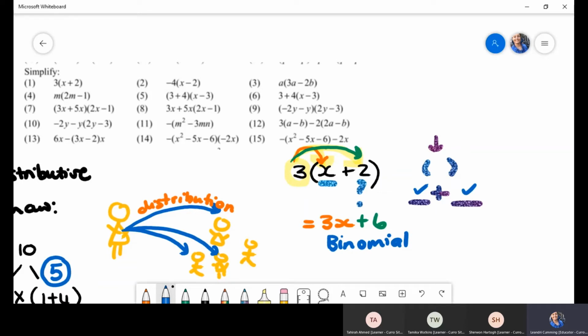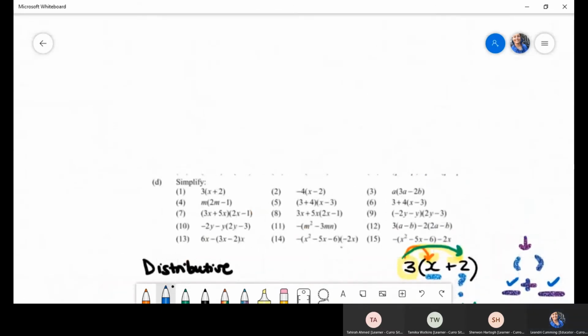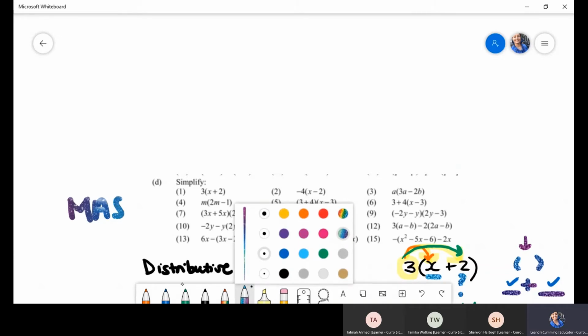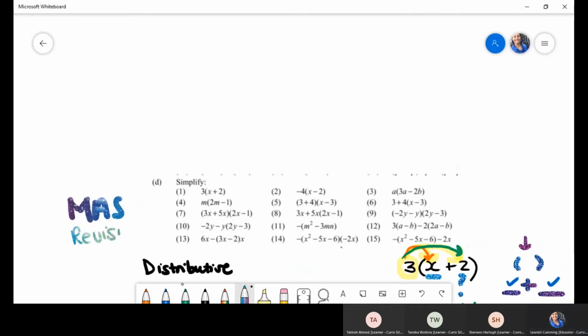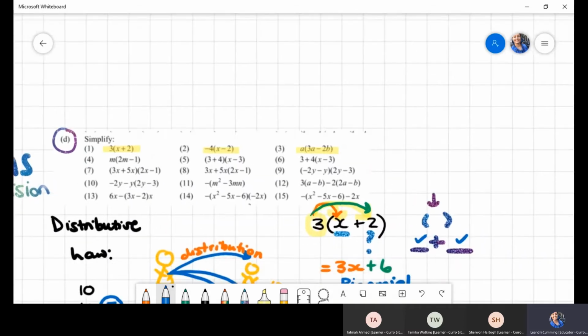So this is so important so that we in the future can apply this technique in our equations, which will be our next chapter. So I've taken this simplifying section from the Mind Action series. It's our chapter revision part. So this section D has many of these type of distributive law sums, and that's why I want to focus on them. Right, so I'm going to do a couple just so that we are on the right page, right?